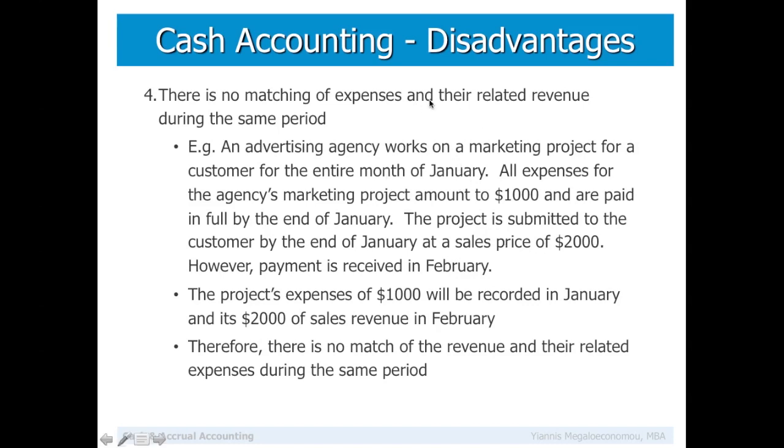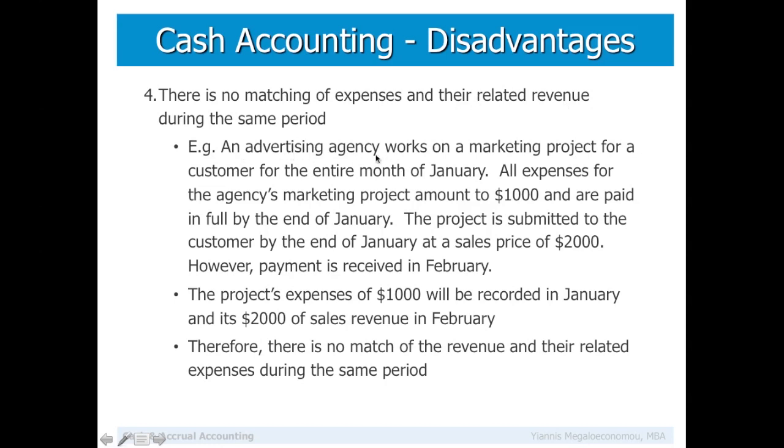Another disadvantage is that there is no matching of expenses and the related revenue during the same time period. I remind you that expenses are a use of economic resources of the business. And remember, a business incurs expenses in order to create revenue for itself. Okay, so let's see an example and how this happens according to this method.